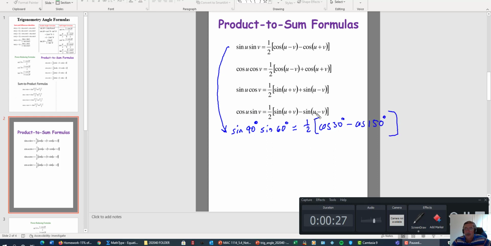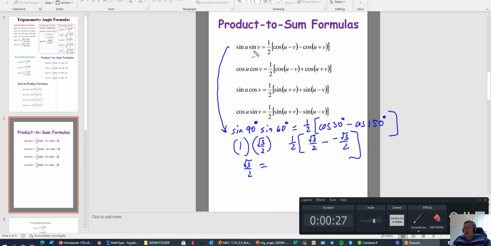If these formulas hold, let's see if they do. The sine of 90 on the unit circle is 1. The sine of 60 degrees is the square root of 3 over 2. So 1 times the square root of 3 over 2 is the square root of 3 over 2. Is that equal to, it better be, the right side, which is 1/2 times the cosine of 30, the square root of 3 over 2, minus the cosine of 150, which is minus the square root of 3 over 2. So you could amaze your friends at parties.